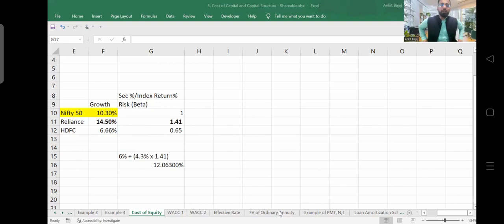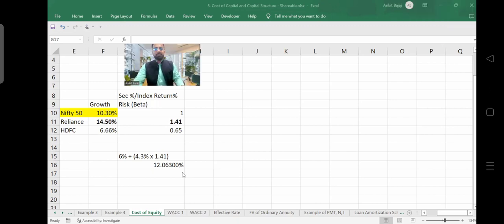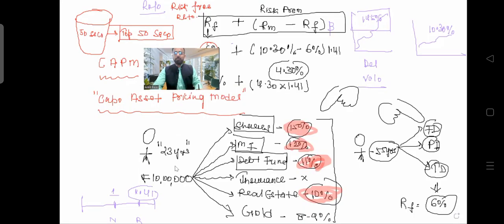Okay, so if you see, the answer is 12.063%, right? So this is going to be the cost of equity. 12.063% is the cost of equity in this case. It is the return which you will be expecting from the security. Is this concept clear? Able to understand? This is the return which you will be expecting from the security, and your return is going to be the cost for the company. Is it clear?